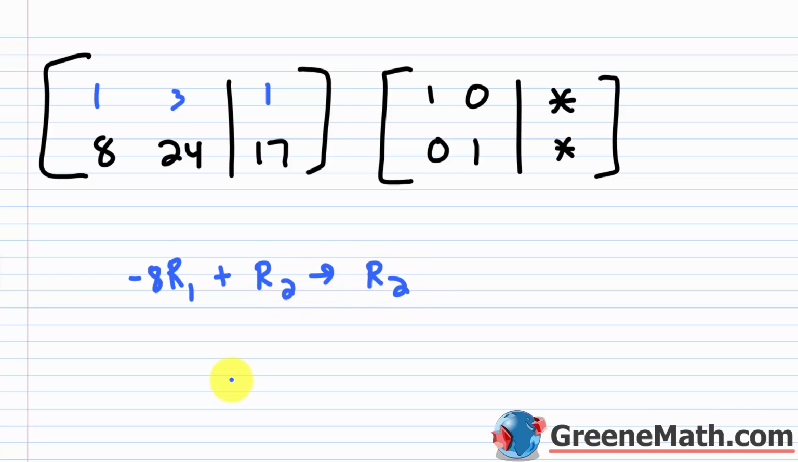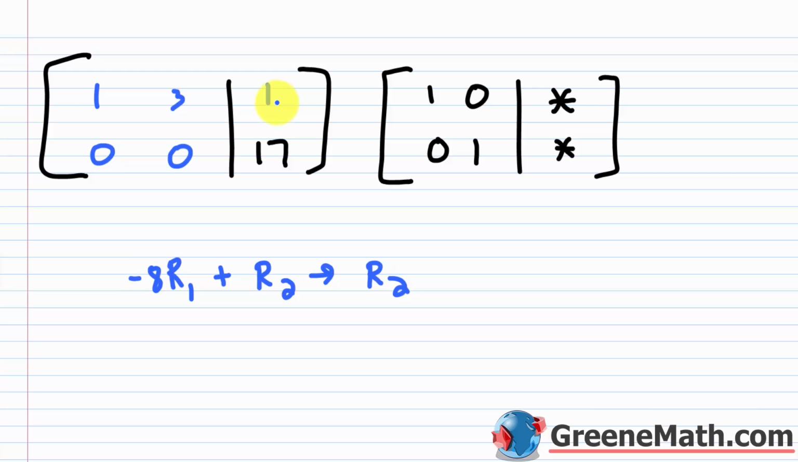All right, so negative 8 times 1 is negative 8. Negative 8 plus 8 is 0. Then negative 8 times 3 is negative 24. Negative 24 plus 24 is 0. You should already see that there's a problem. And then let's just keep going, although you know there's no solution at this point.